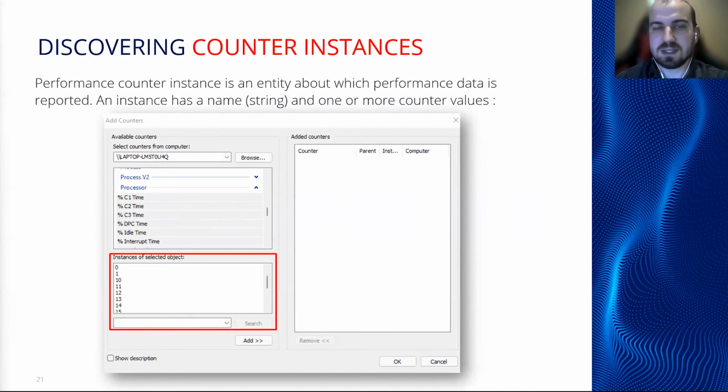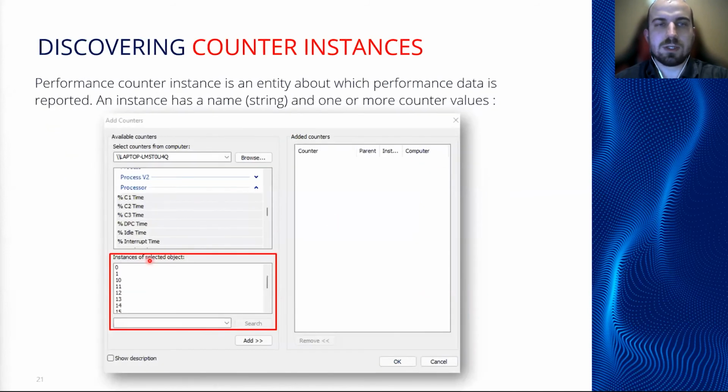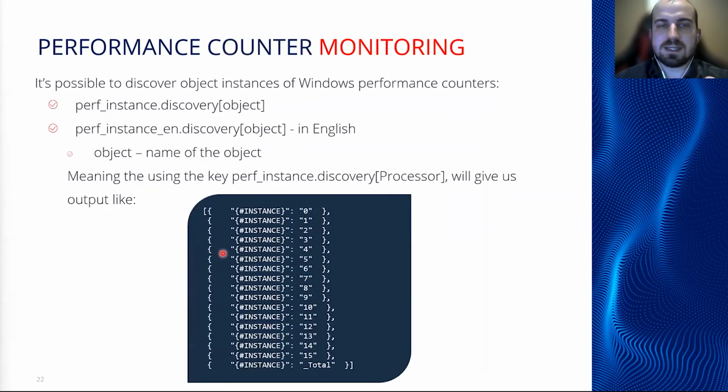So how to get them in Zabbix? Again, pretty simple. The Zabbix agent has a built-in key called perf_instance.discovery. And then we specify, again, the object from performance monitor that we want to get. In this case, I specified the processor, just as you saw in the screenshot right here. So the processor, and it gives me all the instances. 16 cores, 16 instances, as simple as that.